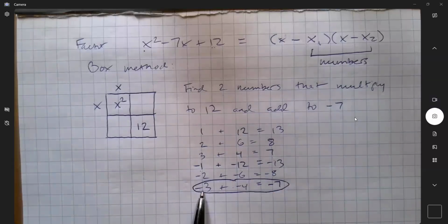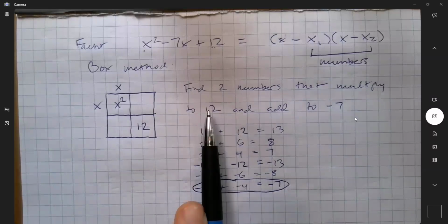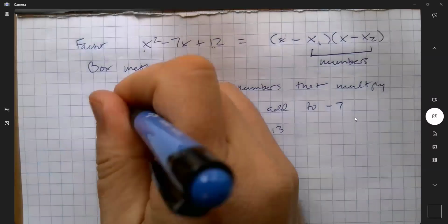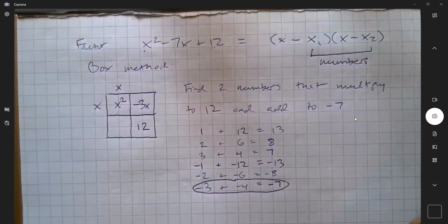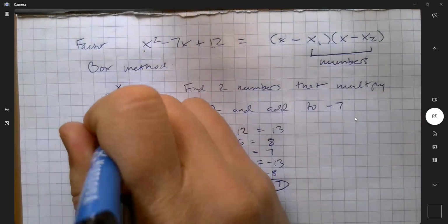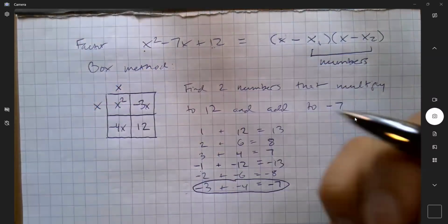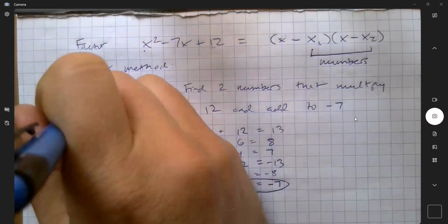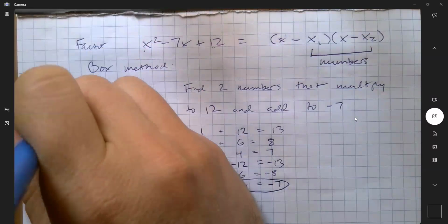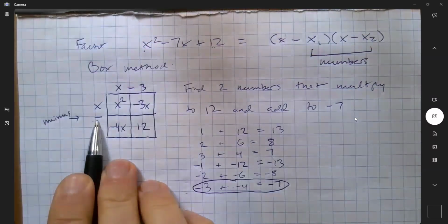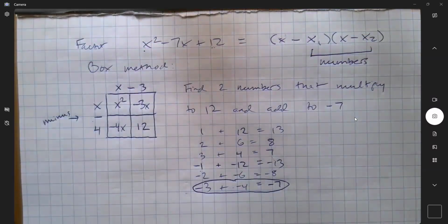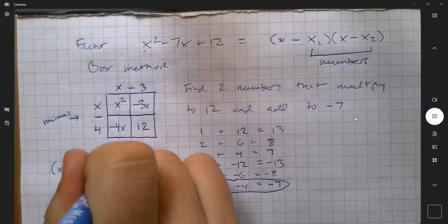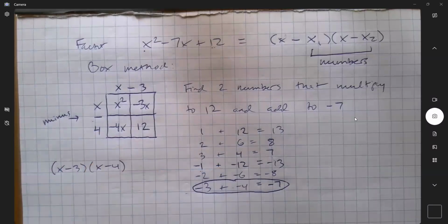I have found the two numbers that multiply to be positive 12 and add to be negative 7. That means one of these boxes has to be minus 3x. The other box has to be minus 4x, which means along the top I have x minus 3, and down the side I have x minus 4. That little line right there represents a minus sign. And so my factored form must look like x minus 3 and x minus 4.